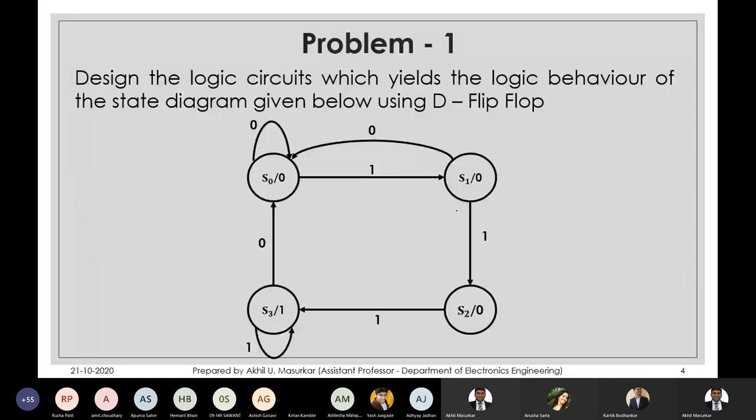Design the logic circuit which yields the logic behavior of the state diagram. So you have to design the logic circuit. You can see the state diagram is given. And the most important thing is using D flip-flop. In the exam, if a state diagram is given and they have specifically said that you have to do it using D flip-flop, and by chance you use JK, T or SR, you will get a big zero. So remember that. The implementation has to be using the given flip-flop only. Please draw this state diagram, and once you complete it, just write SD done in the tab.